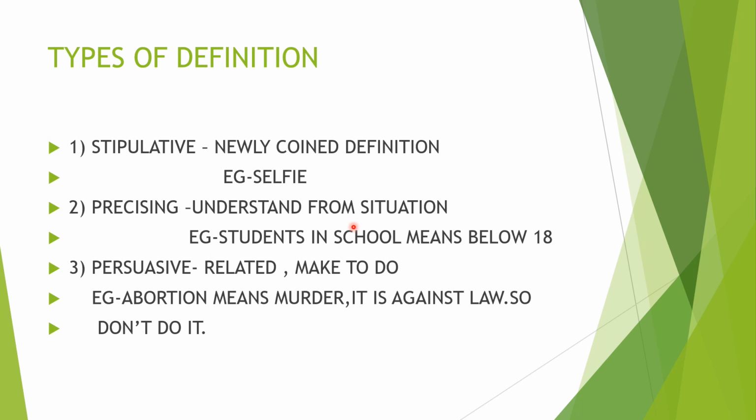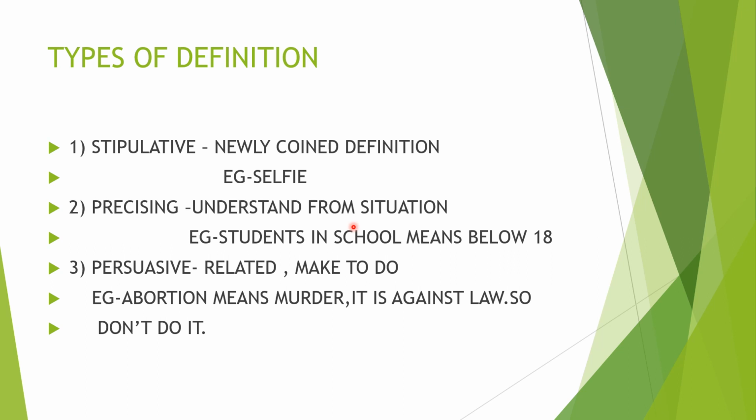Next is persuasive. Persuasive means you are making others do something related. An example is abortion means murder. It's against the law. So you are giving awareness to someone: it is not right to commit murder, so don't do it. Another example is that smoking is dangerous to health. We are making others aware about it and making them not do it. If you are persuading someone, that is another type of definition, called persuasive.